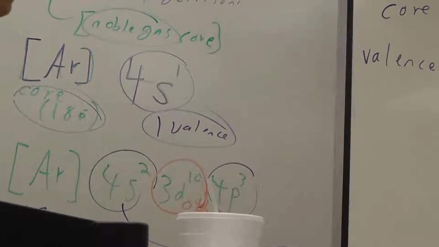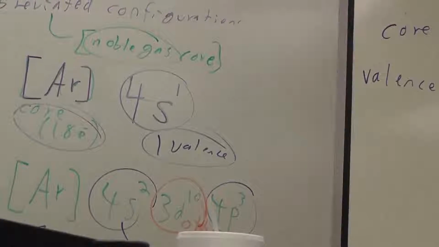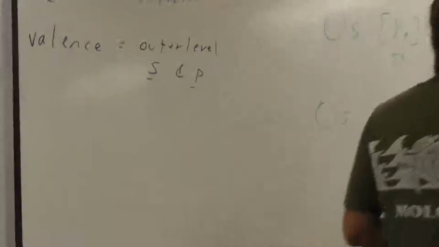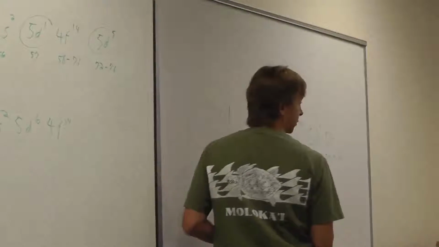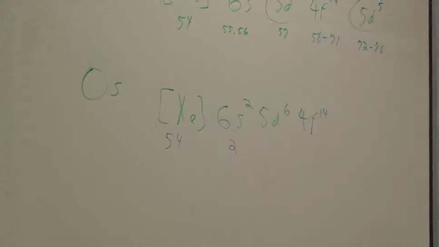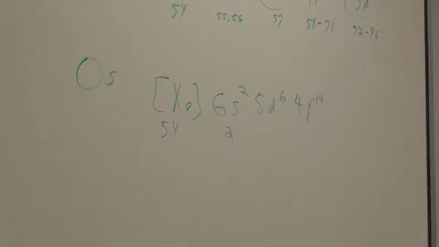Look at osmium's configuration. How many core? 54. How many valence? 2. Uranium over here, how many core? Well, 86, I already got that up here. How many valence? 2. D's and F's never count. D's and F's are never valence. So only 2 valence electrons for uranium. Question with that?